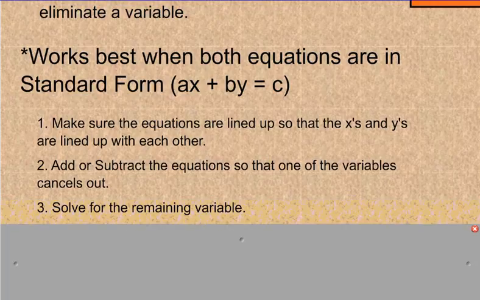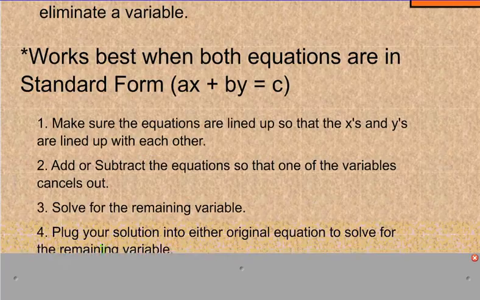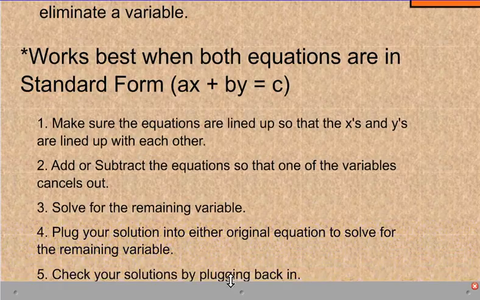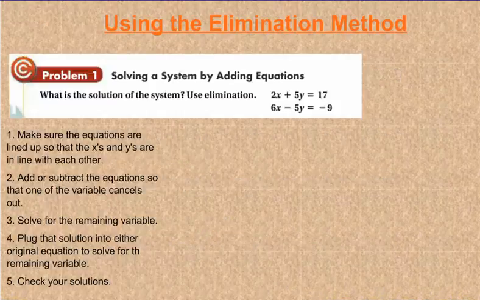And then solve for the remaining variable. That step's usually pretty easy to get the first variable. And then it's just like the last method. We plug that solution back into either equation to solve for the remaining variable. And we can check our solutions by plugging back in. So let's do an example or two of these.